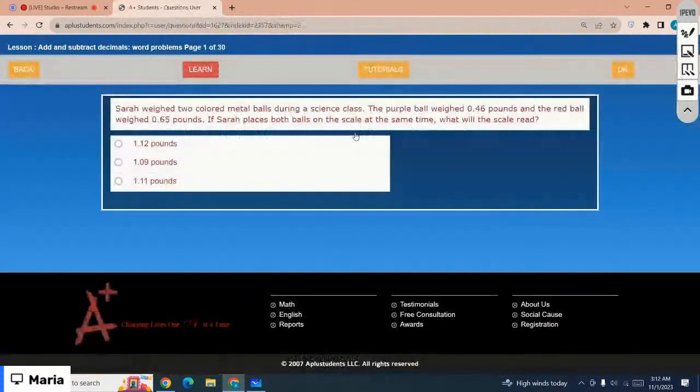Okay, Sarah weighed two metal balls during a science class. The purple ball weighed 0.46 pounds and the red ball weighed 0.65 pounds. If Sarah places both balls on a scale at the same time, what will the scale read? So basically you have to calculate their weight collectively, right? So you need to add them.